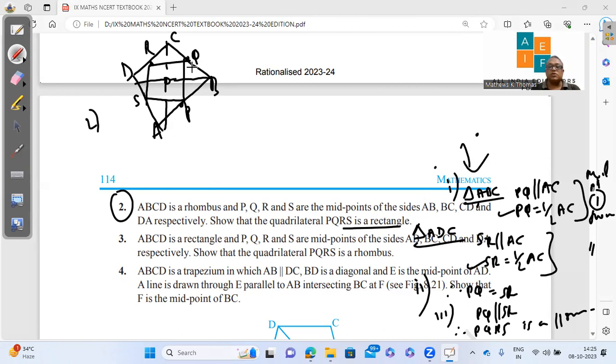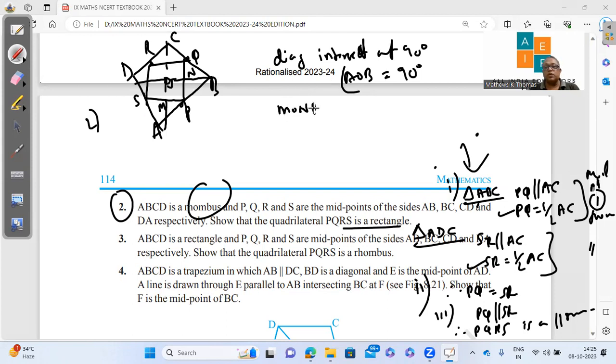We know that this original figure is a rhombus. Diagonals of a rhombus intersect at 90. Diagonals intersect at 90 because it's a rhombus. So I can say that angle AOB is 90. Now, if I name this MONP, that's a parallelogram. A small parallelogram is formed at the center.